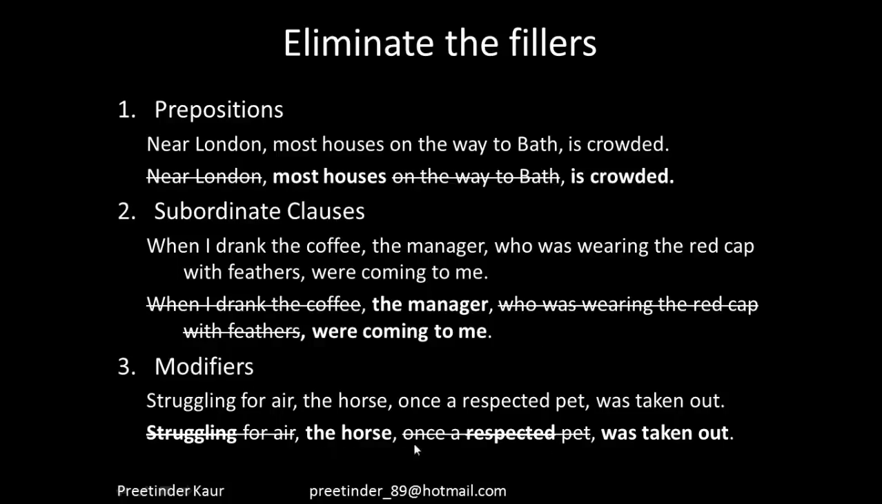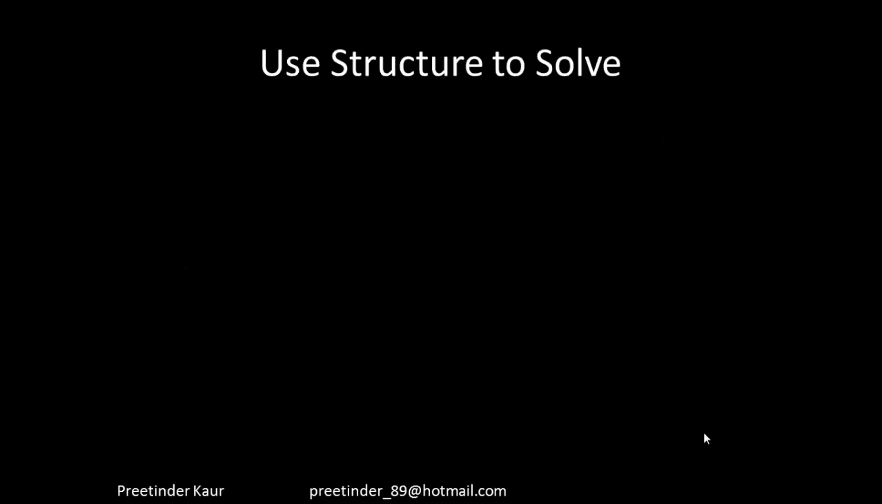The remaining sentence has the subject the horse and the verb is was taken out. So there is no problem in this. The horse was taken out. It's absolutely correct, right? So these are the modifier fillers that you can eliminate. So you generally get really long sentences in the GMAT, and you can eliminate all these extra fillers and find out the real subject and the real verb, and then find out whether they agree in number and make sense or not. The next thing, how do we use the structure of a sentence to solve these types of questions?